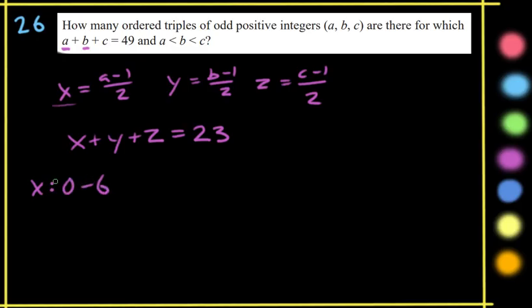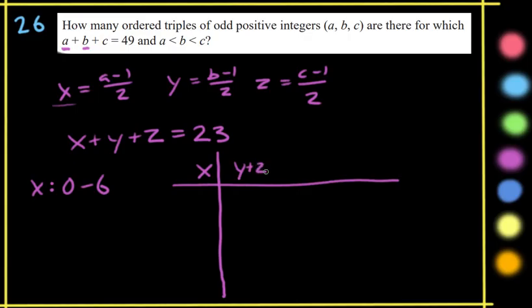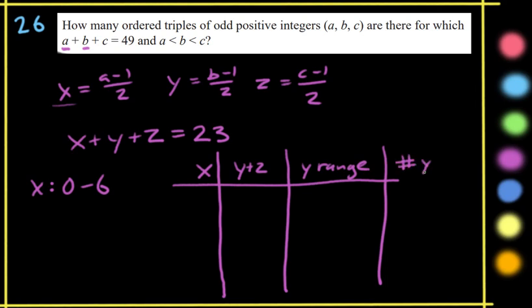And basically we've got 7 cases for x, and we just have to look at each one independently. You might think there's a pattern, but it turns out that there's not much of a pattern here. So let's consider those separately. Maybe we can make a table. Once we know x, we can find what y plus z has to be by subtracting from 23. And then from that, we can find the y range, and then from that, we can figure out the number of y possibilities. So that's going to be a useful table.